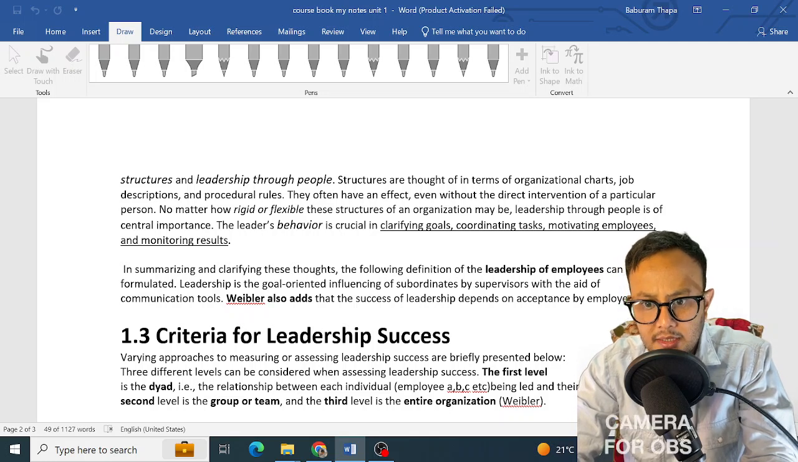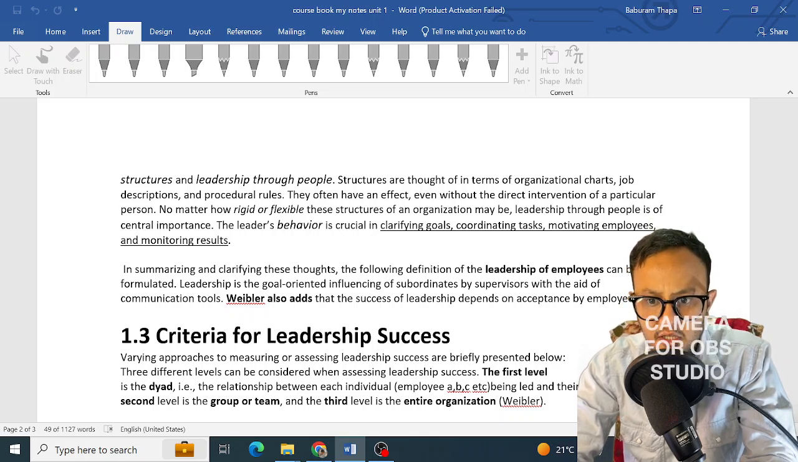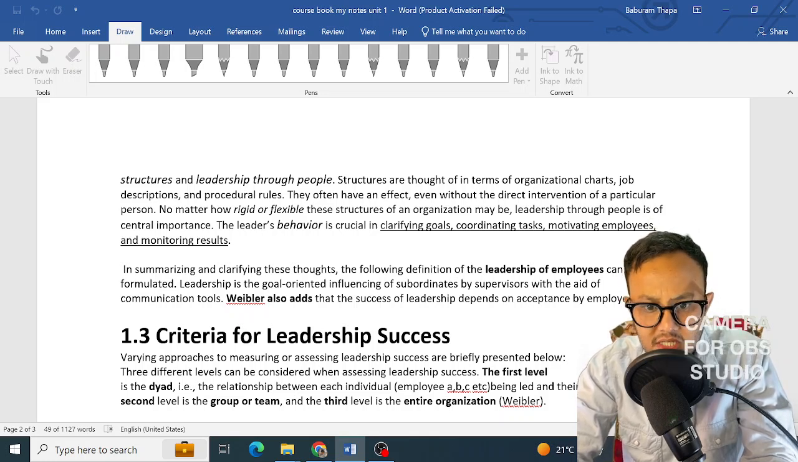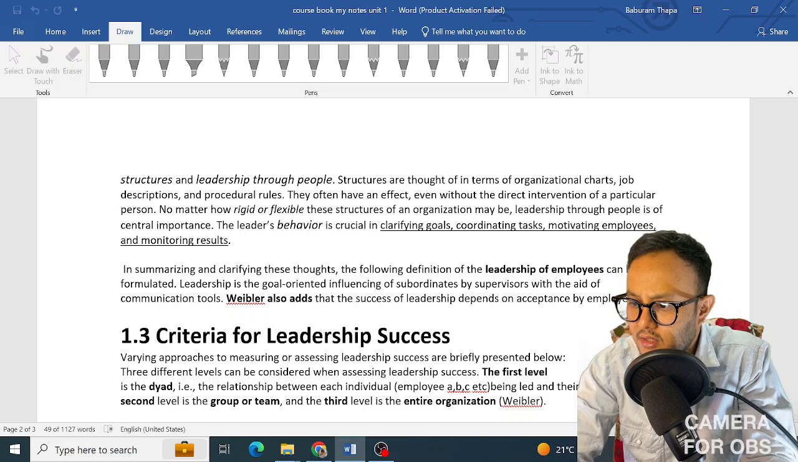So it doesn't involve any intervention, right? This structural way. So no matter how rigid or flexible these structures of an organization may be, leadership through people is of central importance. So this is not all. Leadership through structure is not all.